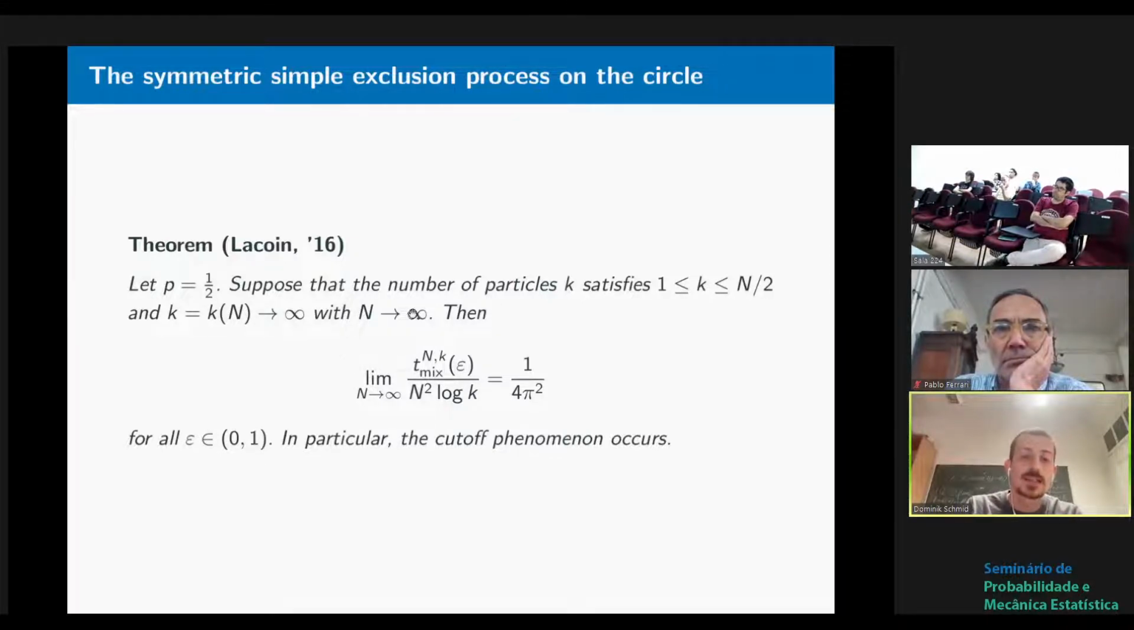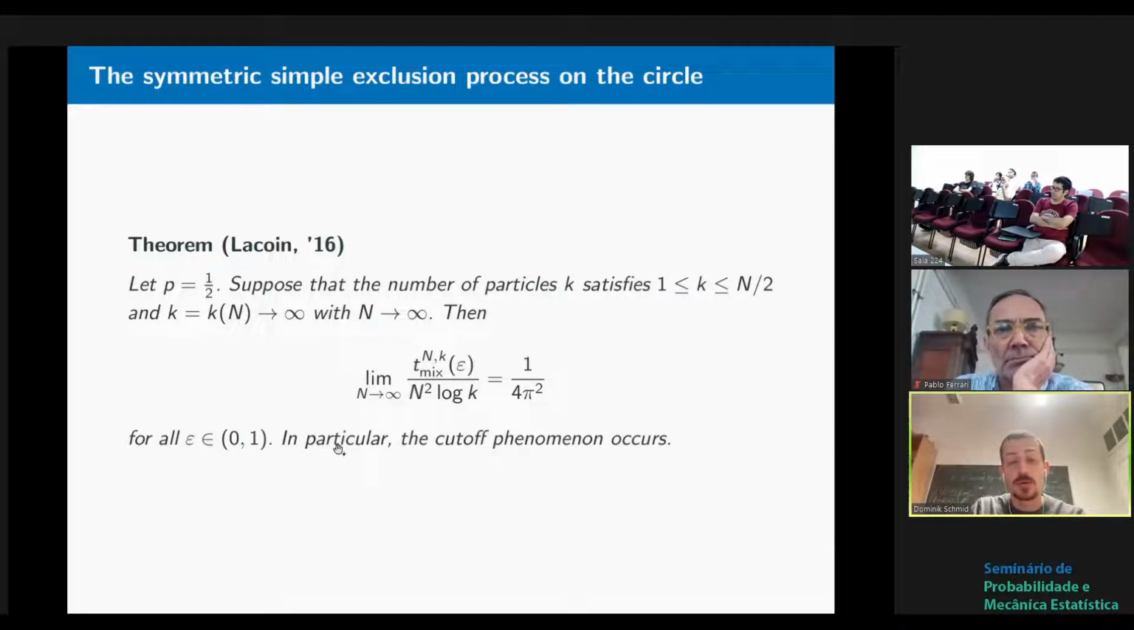However, the second assumption here is a restriction, that the number of particles k goes to infinity with n. As we saw before, in the case where k is equal to 1, the mixing time is still of order n squared, but such a sharp transition, this cutoff phenomenon where the leading order does not depend on epsilon, does actually not hold when k is constant. So this assumption here is really necessary.